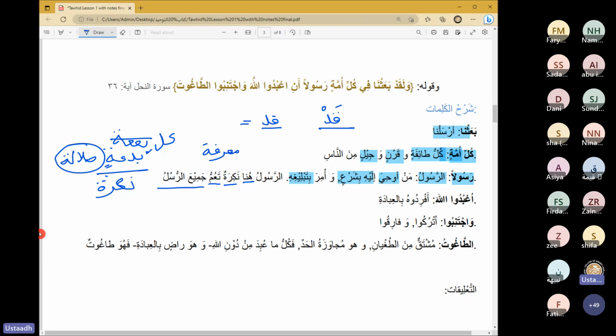And then u'budullah. Again, we have fi'l amr, and then Allah, lafdul jalala, maf'oolun bihi. So to worship Allah, meaning single him out with worship. Then wajtanibut-taghut. Ijtanibu means to refrain and remain away from something, meaning leave off, and separate yourselves, remove yourself from.